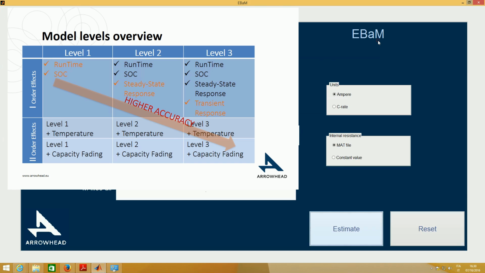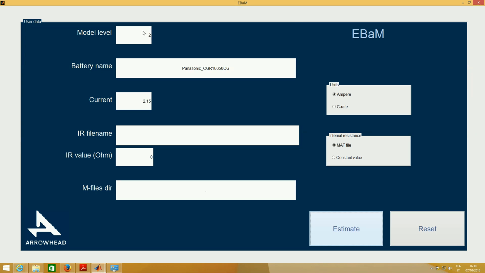Evaluation of the proposed methodology for battery modeling was performed for 2 different lithium-ion cells: Panasonic CGR18650CG and Energizer CR2032. The characteristics of the Panasonic cell have been modeled at level 2, whereas the ones of the Energizer coin cell have been modeled at level 3.